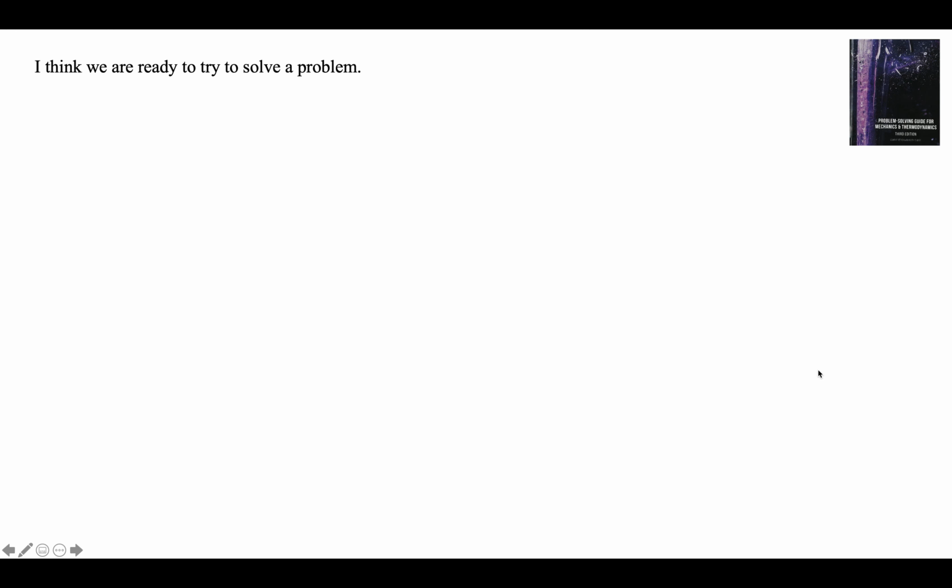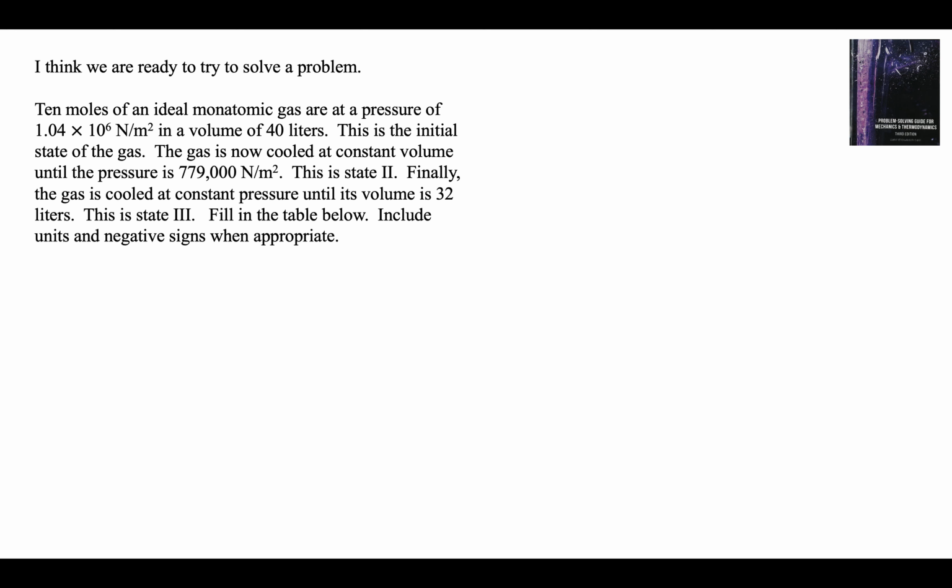Okay, I think we're ready to go. 10 moles of an ideal monatomic gas are at a pressure of 1.04 times 10 to the 6 newtons per square meter in a volume of 40 liters. That's the initial state. Then it's cooled at constant volume until the pressure is 779,000 newtons per square meter. That's state 2. Finally, it's cooled at constant pressure until the volume is 32 liters. That's state 3. Fill in the table.